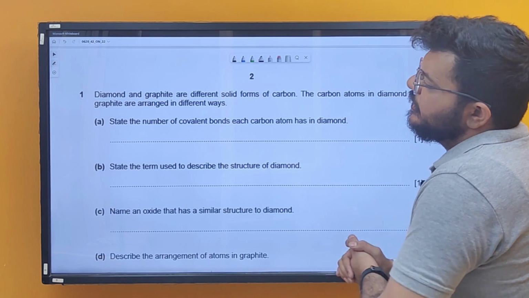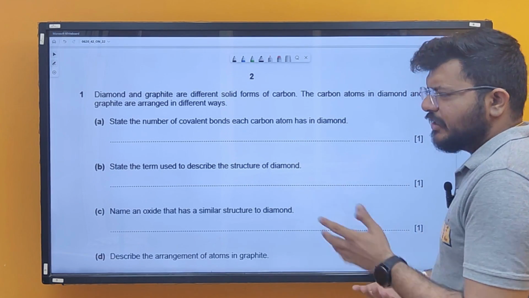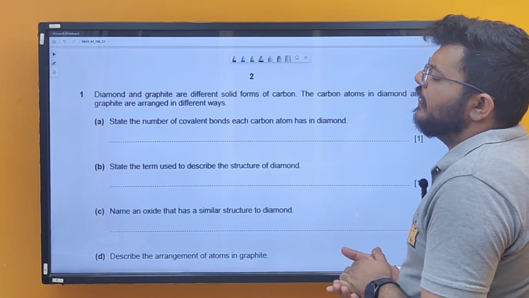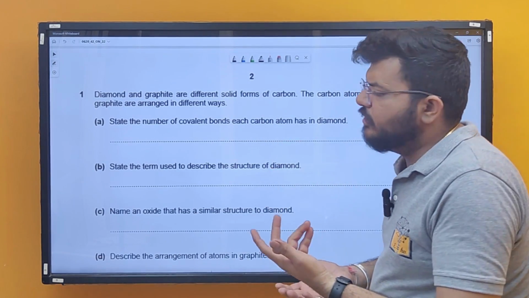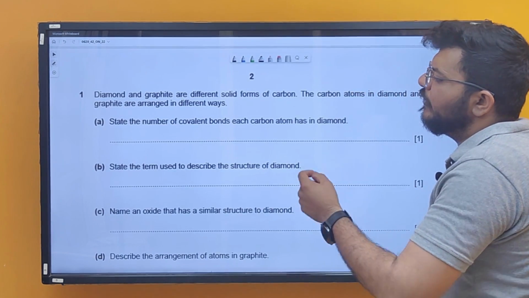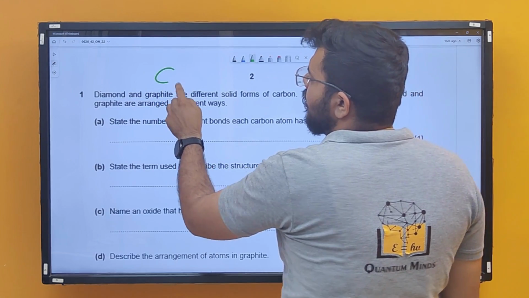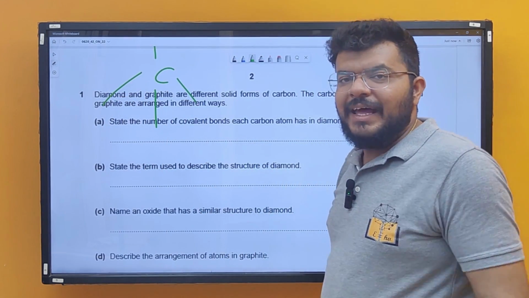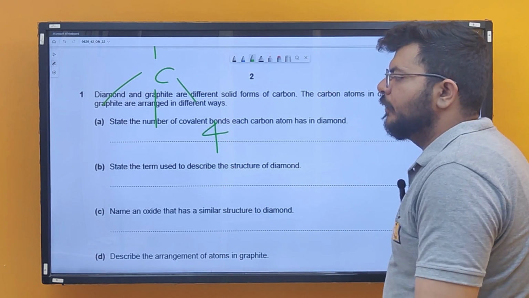So we have the first question. Diamond and graphite are different solid forms of carbon known as allotropes. The carbon atoms in diamond and graphite are arranged in different ways. Okay, tetrahedral and hexagonal rings. State the number of covalent bonds each carbon atom has in diamond. So one carbon atom is bonded to four other carbon atoms in a tetrahedral structure. So I will write 4.